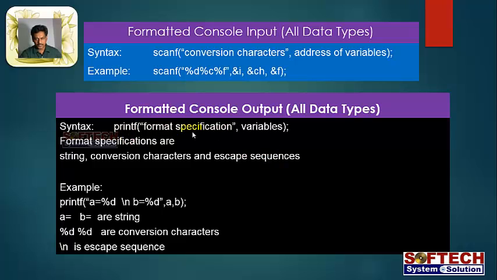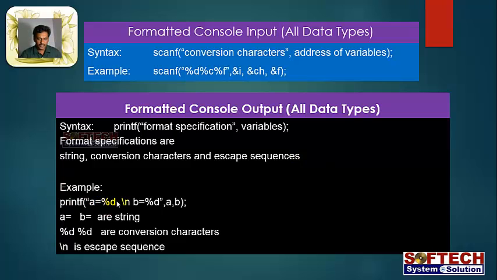So a format specification may consist of three things: first a string, second conversion characters, and third escape sequences. Conversion characters start with percentage and are used to indicate the data types. A string is the information to users; it may be anything, a collection of characters. Escape sequences always start with a backslash.